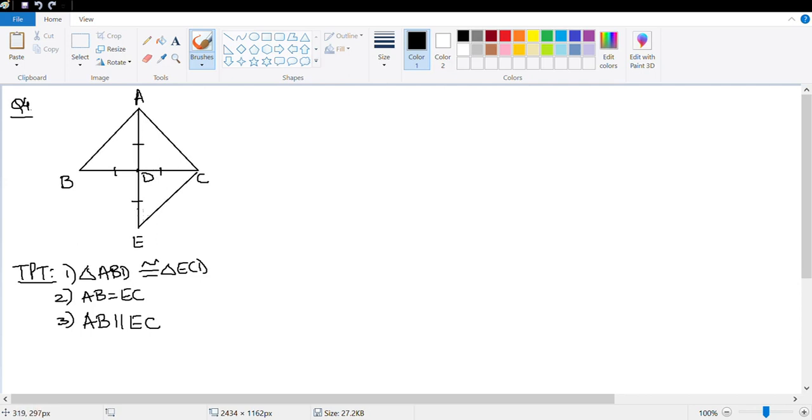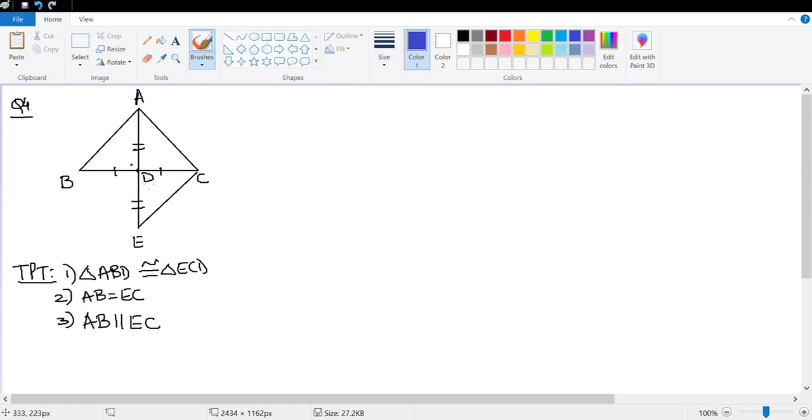So I have extended AD up to E, so that DE and AD are equal. Now DE and AD are also equal. So DE and AD are equal and BD and DC are equal. Prove that triangle ABD and ECD are congruent. So let's look at these two triangles, ABD and DEC.